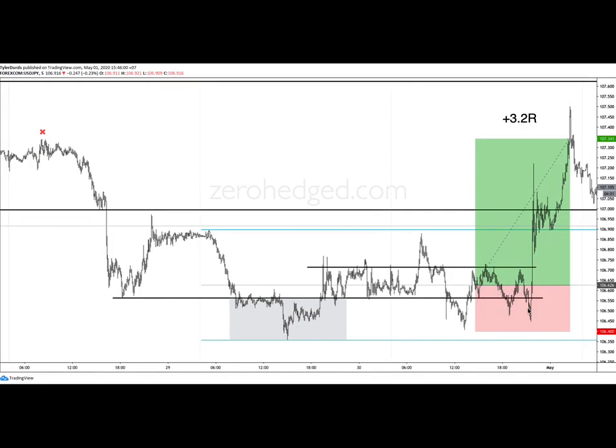It squeezed us a little bit, but inevitably popped into Tuesday's high, and we took 3.2R out of the market. So that's how we build a trade idea.